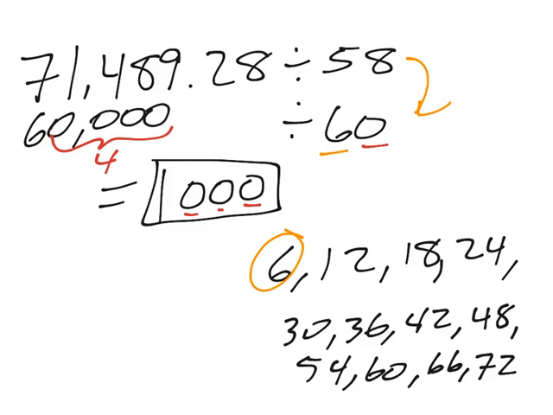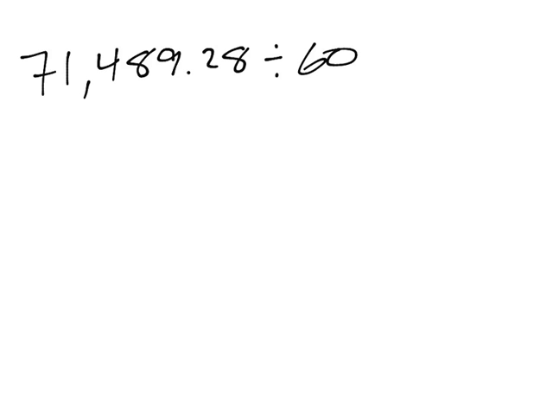It's definitely easy to do, and it's relatively close to what the actual quotient is. But let's look at some others as well. So I'm going to go ahead and write the 71,489.28, and assume we've already rounded to 60. I want to keep my color coding.